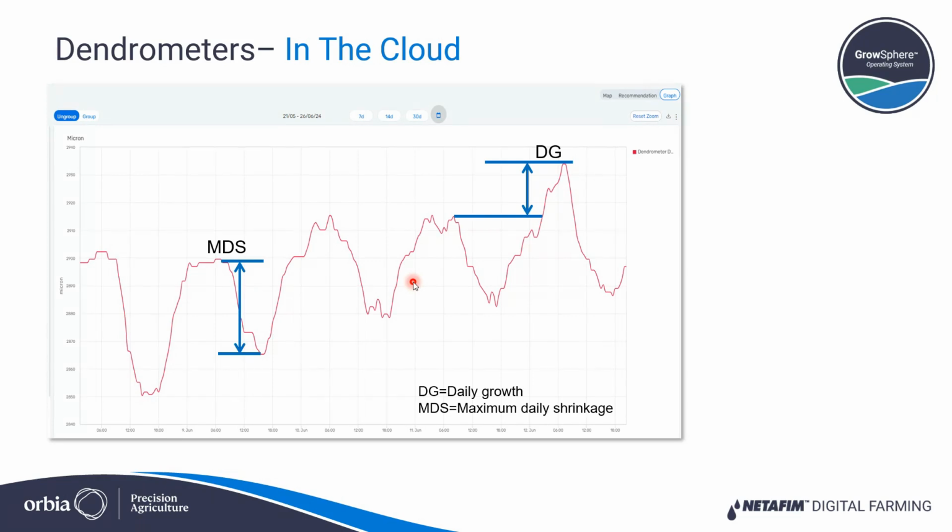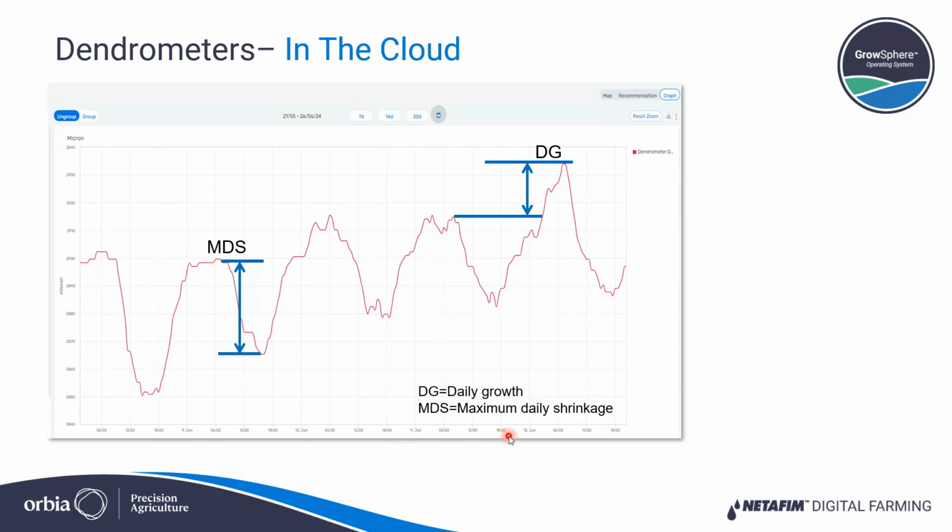The graph, this is how the graph looks. We have the raw data that represents the day and night changes. How much it is shrinking or expanding, the trunk shrinkage and expansion. And you can see the trend, if there is a growth or not. The unit of measurement of the y-axis is micron, and the x-axis is the timeline.